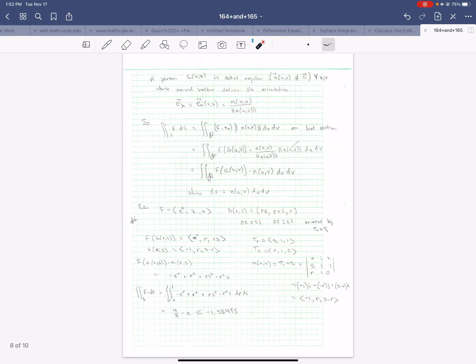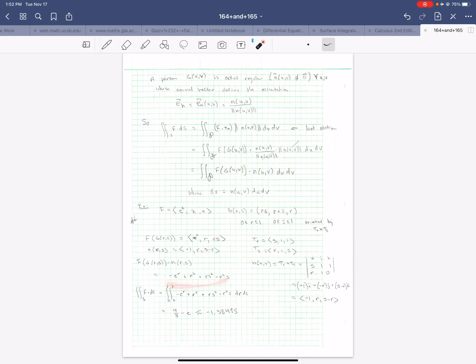And now up here, I need to do the f of g, which I have right here, dotted with n. So it really is f dot n in there. And so I have my f, I have my n, and so when I do that dot product, we get e to the r times -1, that's negative e to the r, plus r times r is r squared, plus, and that's going to distribute, so rs squared minus r squared s.